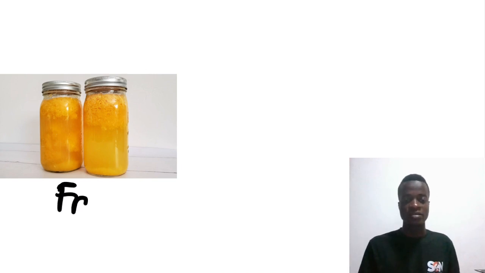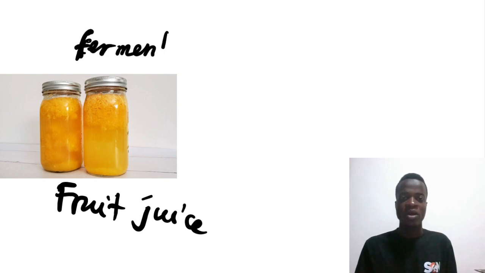Let's look at this next one. So in this example, we can see fruit juice. This is my fruit juice, right? It is sour. It has fermented. So we're not having it as it was first, but after leaving it for some time, it has just fermented.